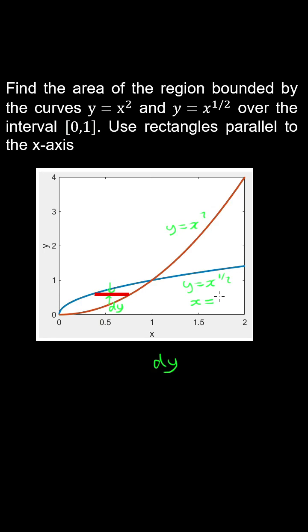So x is effectively equal to y squared, and for this case, x is equal to y to the 1/2. And the parabolic curve lies to the right of the square root curve, so we use y to the 1/2, and then subtract y squared to obtain the length of that rectangle. And we integrate from y equals 0 to y equals 1. So this basically sums up the areas of those infinitesimally thin rectangles to give the area of the region. And you can easily evaluate this integral and compare your result with the previous video, where we used the vertical rectangles instead.